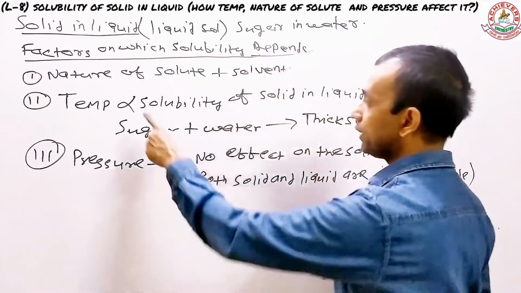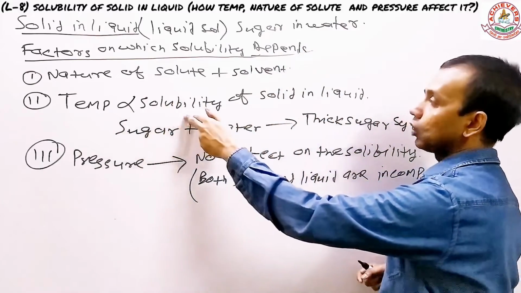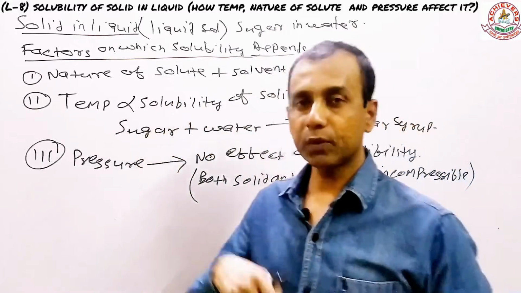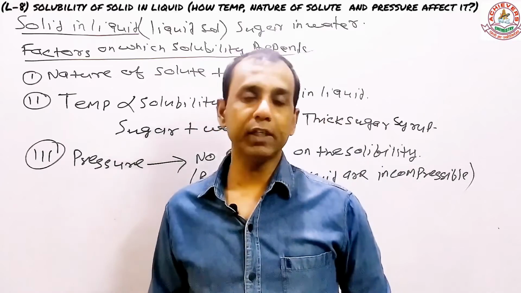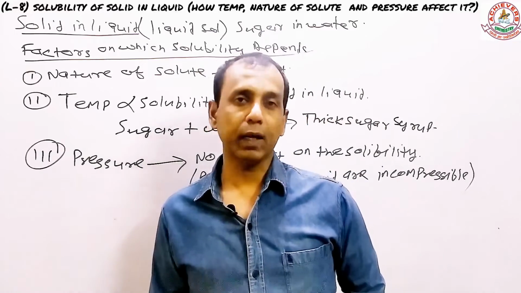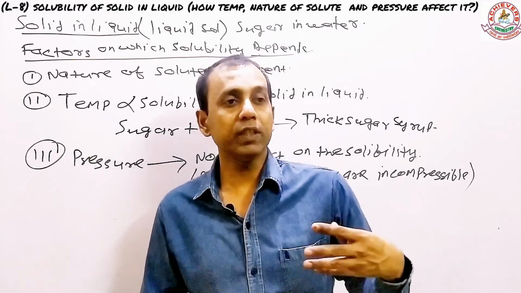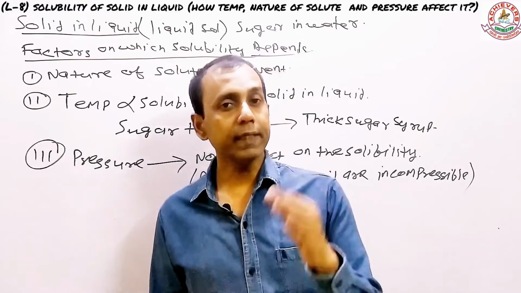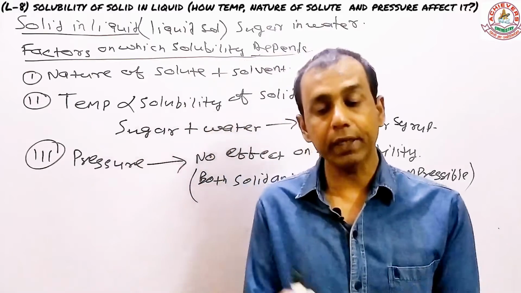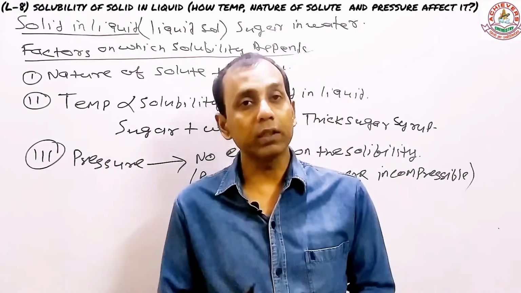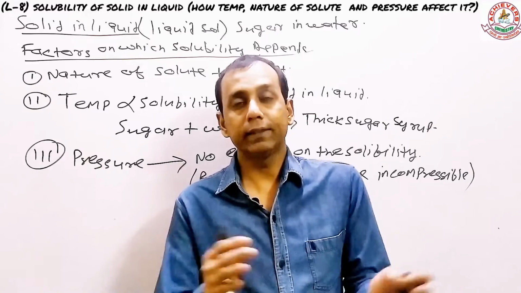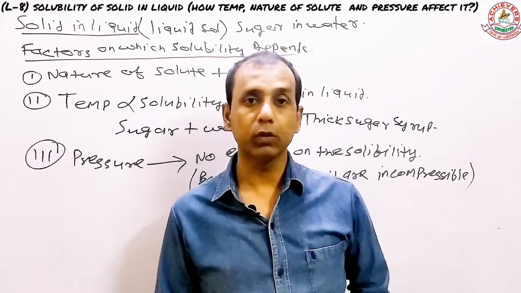The second, very important, is temperature. Temperature is directly proportional to solubility of solid in liquid. What that means? If you increase the temperature, definitely the solubility of solid will increase. The very simple example here is that, in order to dissolve sugar in water, you need to heat the water. Why? Because the heat energy you are providing is utilized in breaking the forces of attraction between the molecules, and that's why they start coming closer, and this solution becomes possible to make here.